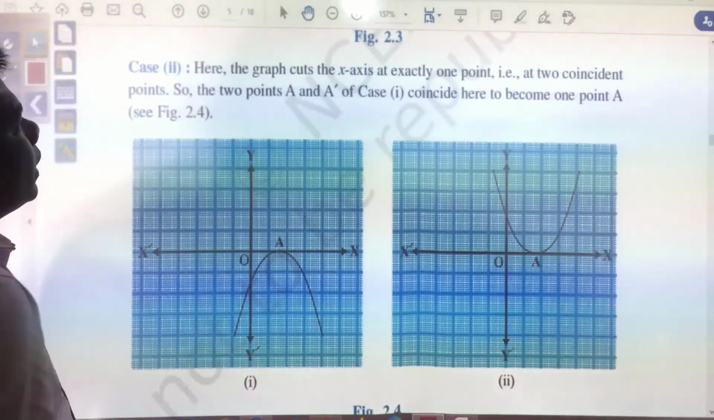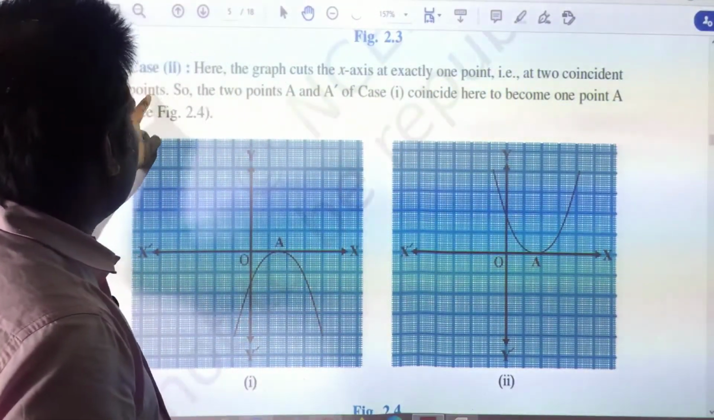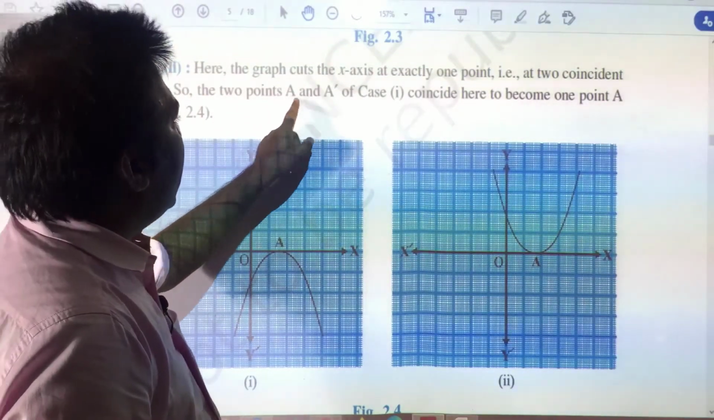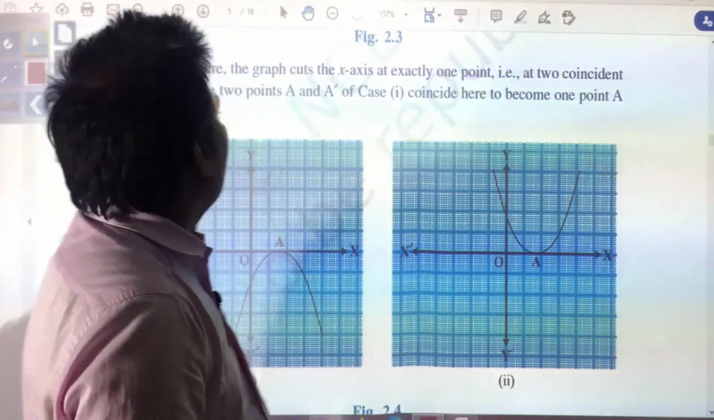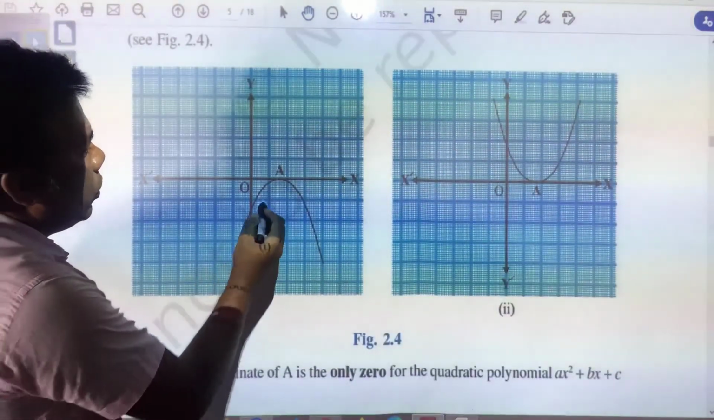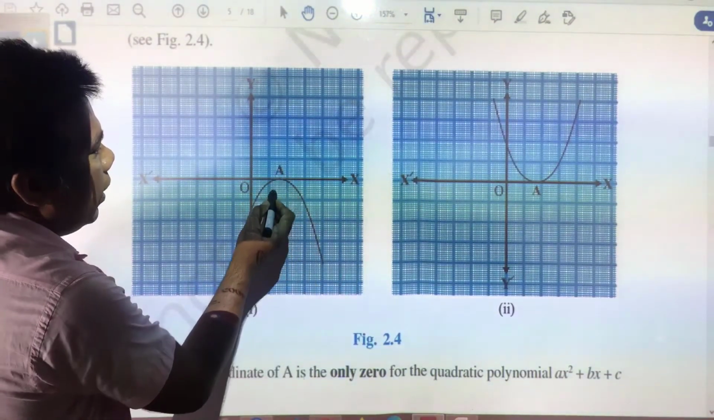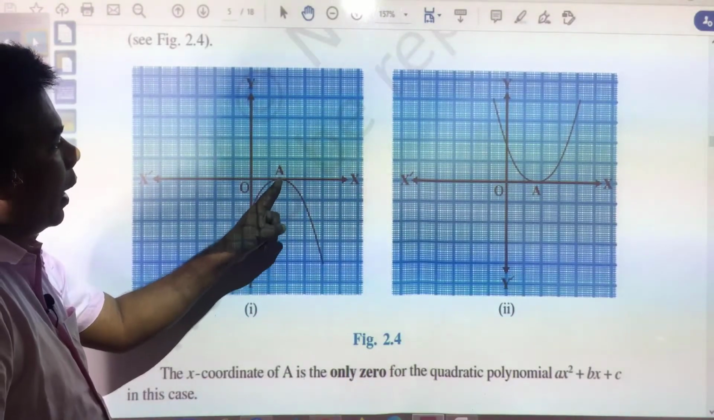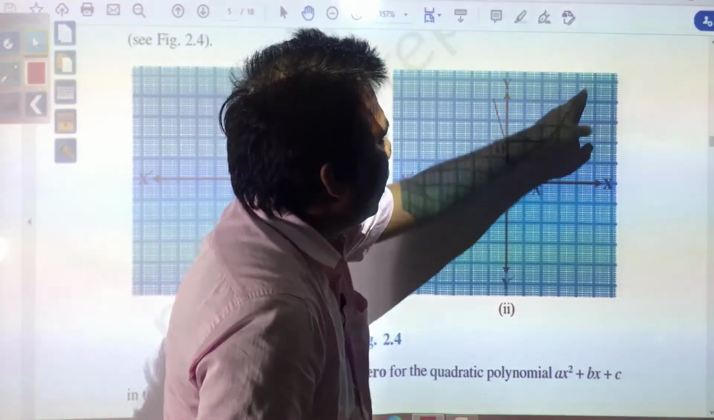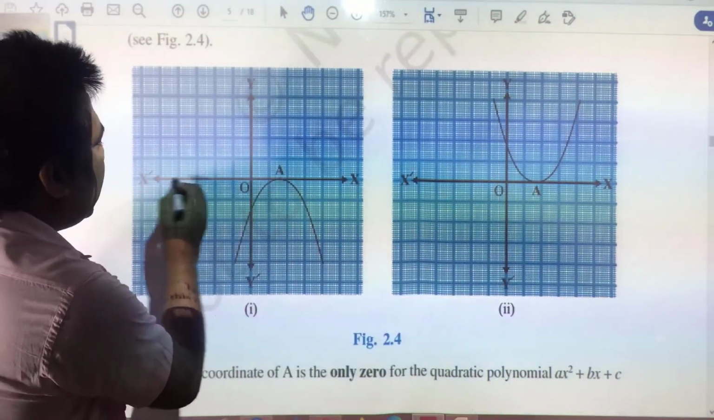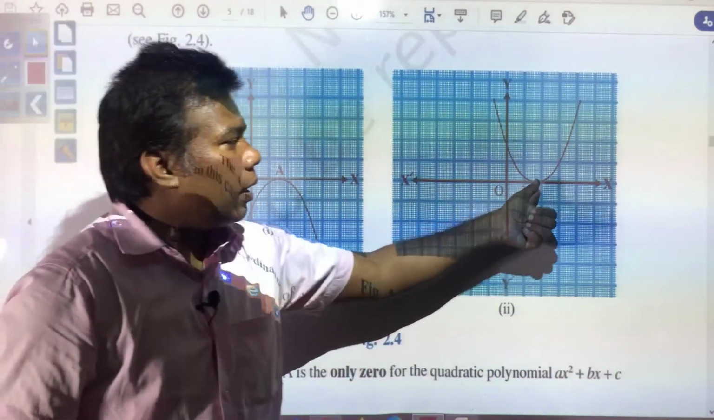Case 2: here the graph cuts the x axis at exactly one point, that is, at two coincident points. So, the 2 points A and A dash of case 1 coincide here to become one point A. If 2 points are coinciding, then they become one point here, and your graph will look like this or this, but they will be intersecting the x axis at one point. It seems as if they are intersecting at one point.